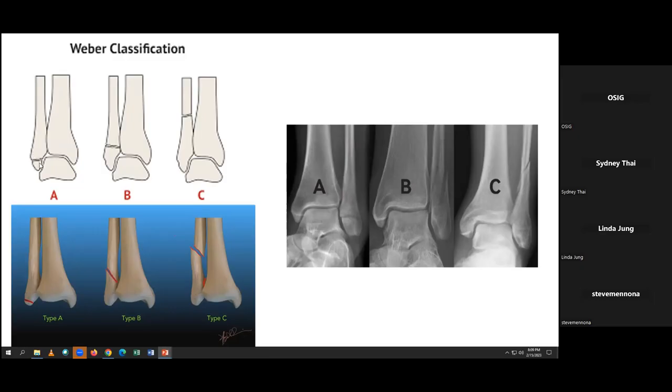So if it's below the syndesmosis, we usually treat that non-operatively because it's stable, right? You can see the talus isn't going to shift. And you can usually treat that weight bearing as tolerated, send them out in an air cast, and they can walk home on that.